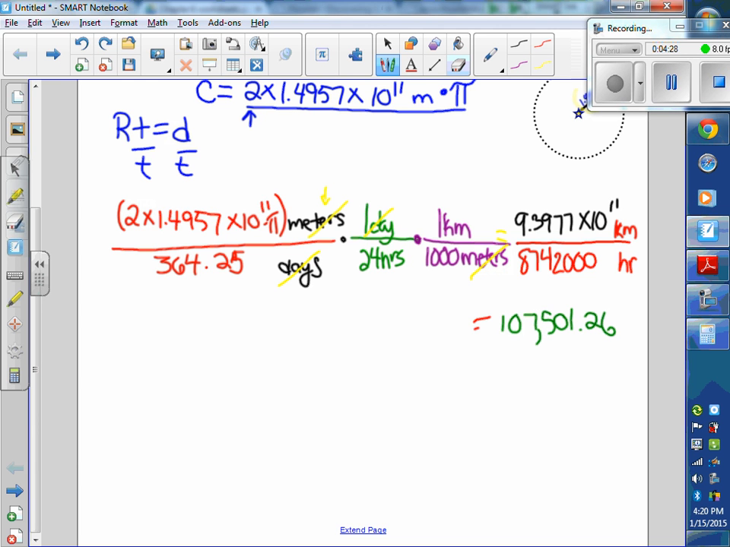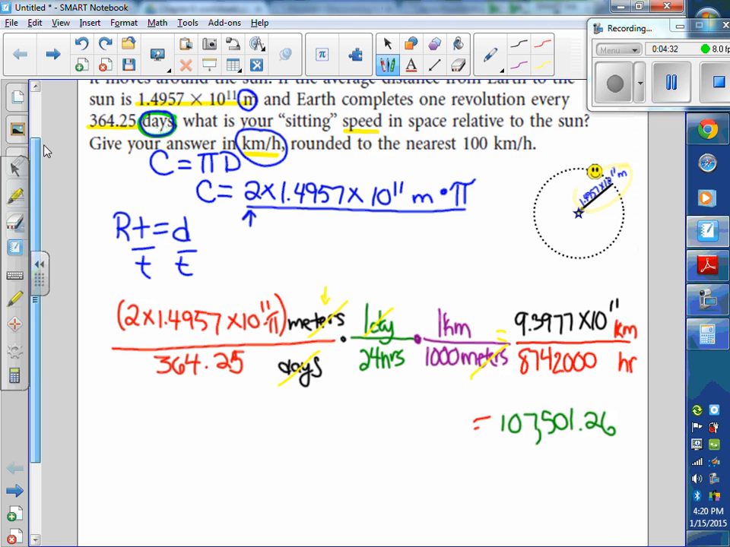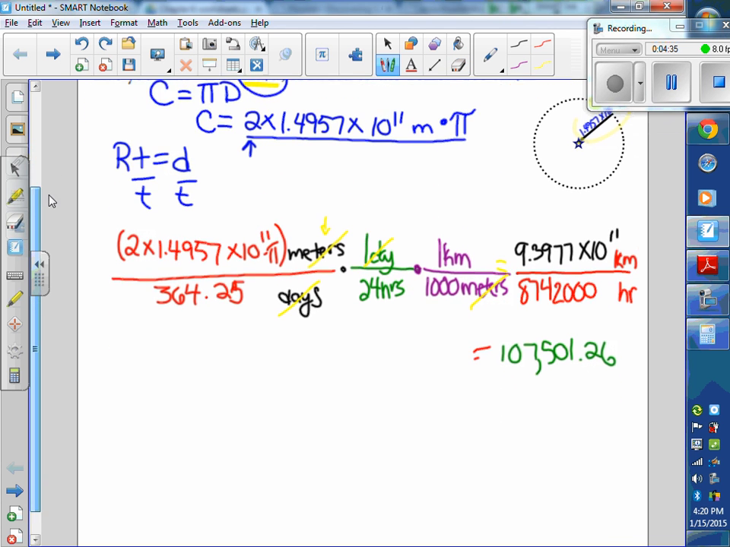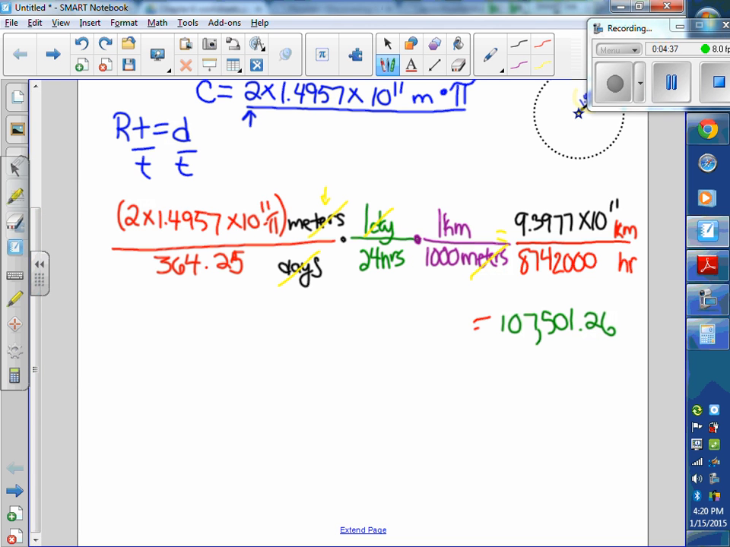approximately that. And in the original problem, it says round to the nearest 100 kilometers. So that would be to the 100th place. So you're going to round to the 100th place. So 107,500 kilometers per hour.